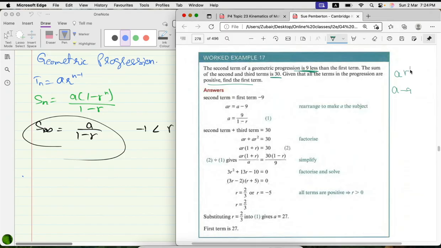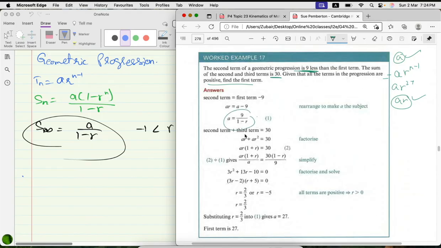If we follow the formula A R raised to power n minus 1, A is the first term. The second term is when we put 2 in n, so you get A R raised to 2 minus 1, which is AR. So that's the first term, this is the second term, and the second term is 9 less than the first. So when you rearrange, we get A is equal to 9 over 1 minus R.